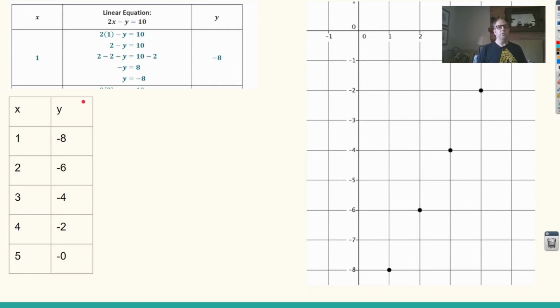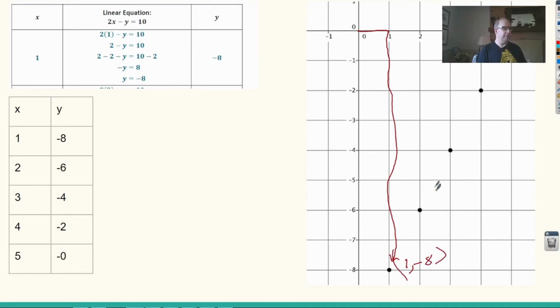All right, so I chose a 1 for x. So 2 times 1 minus y equals 10. Subtract 2 from both sides. Negative y equals 8, multiplied by negative 1 on both sides, y equals negative 8. So if I choose a 1 for x, I go over 1 and I go down 8. So that'd be 1, negative 8.